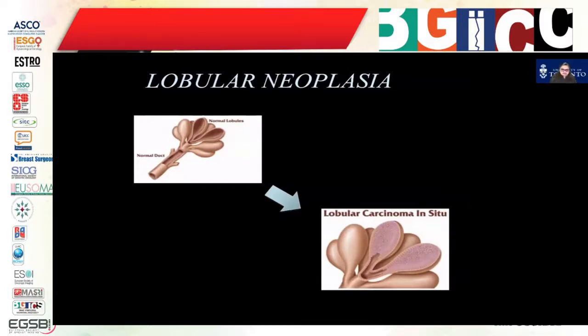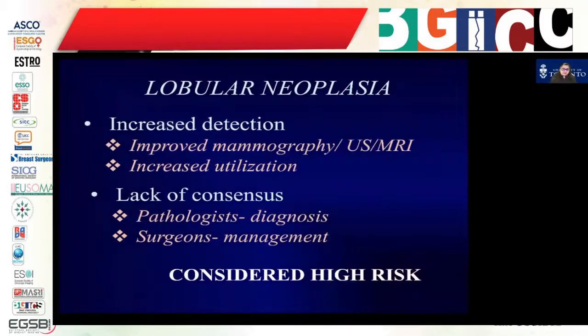They are considered to be high risk lesions, and LCIS is similar to how you have DCIS, although the implications are completely different. This is lobular carcinoma in situ. It fills up the entire lobule with these uniform, bland kind of cells. And so what is the implication?